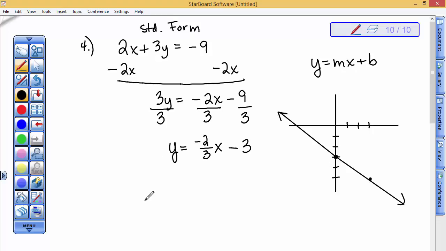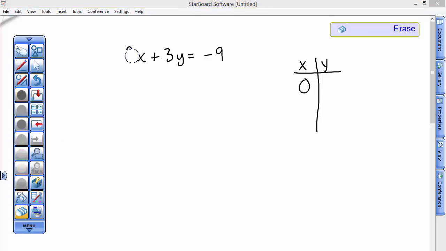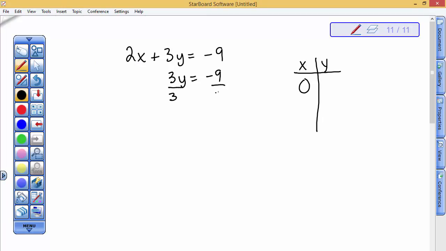Lastly, there is another way to do a problem like this, and it's particularly useful when it's in standard form: you can just pick some easy numbers for x and y. For example, an easy number for x would be 0, because if you took 2 times 0 right here, that term would be all gone. So I'm going to pretend to cover that term up. What I have left is 3y equals negative 9 when this is gone. So if I divide both sides by 3, I find y is equal to negative 3. This is called the y-intercept.